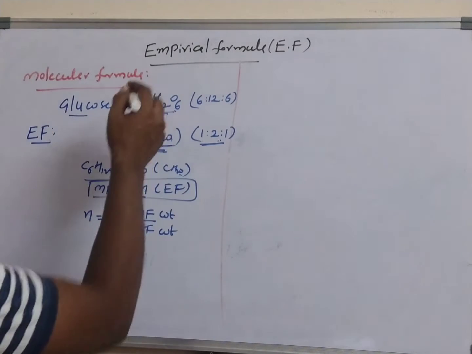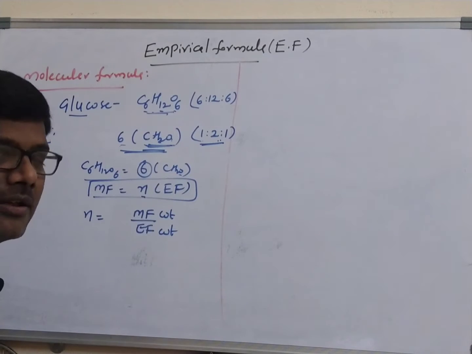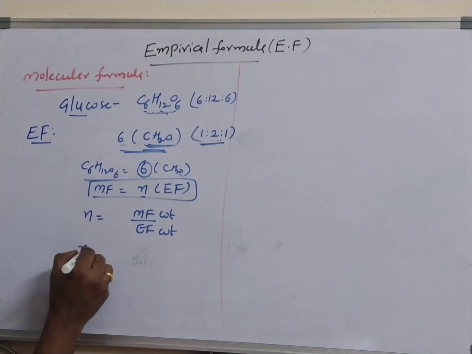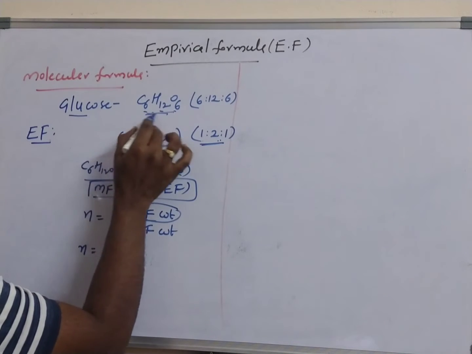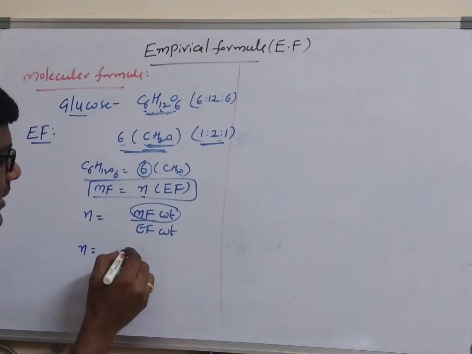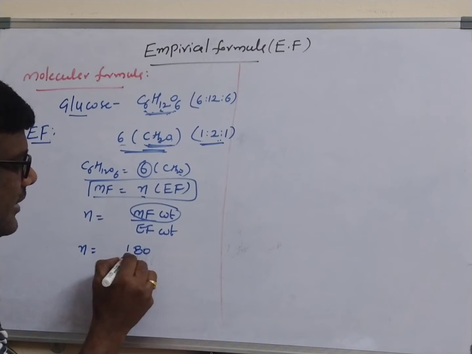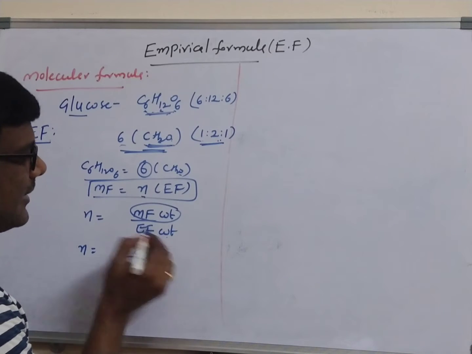For example, same glucose I am taking. What is the n? You have to get 6. Whether you are getting it or not, let us test it. n is equal to molecular formula weight. For C6H12O6, 6 carbon, 12 hydrogen, 6 oxygen, the molecular weight of glucose is 180, divided by empirical formula weight.